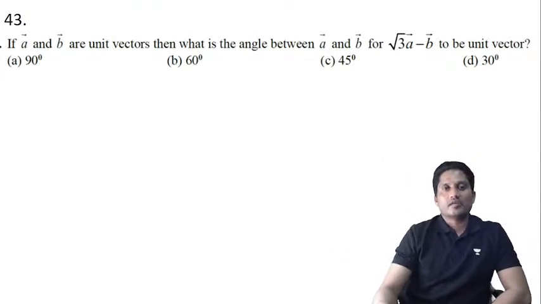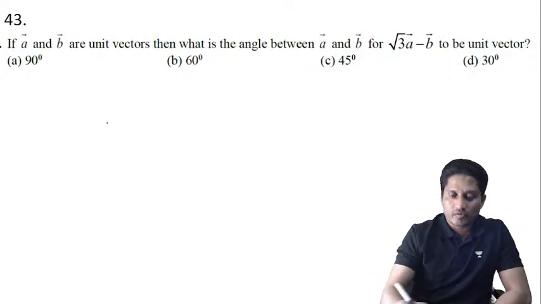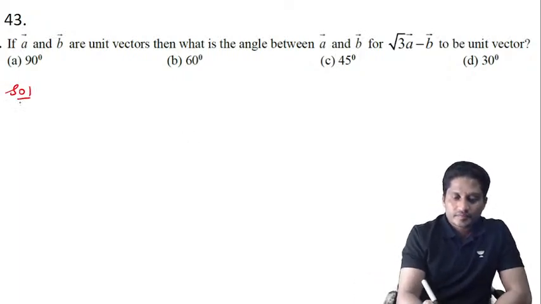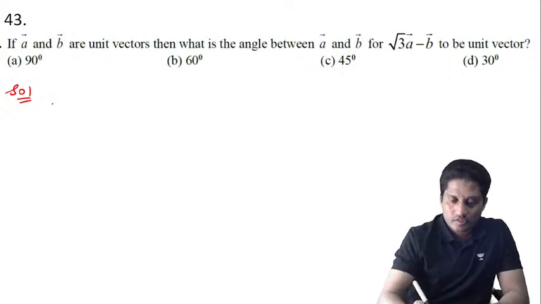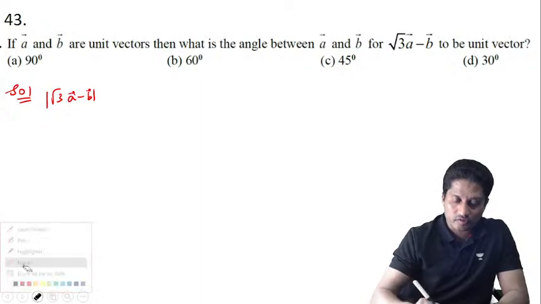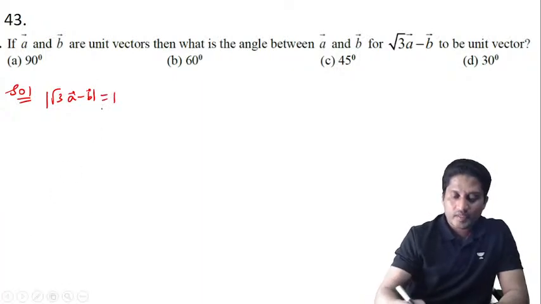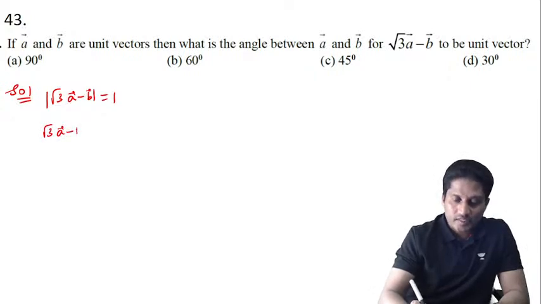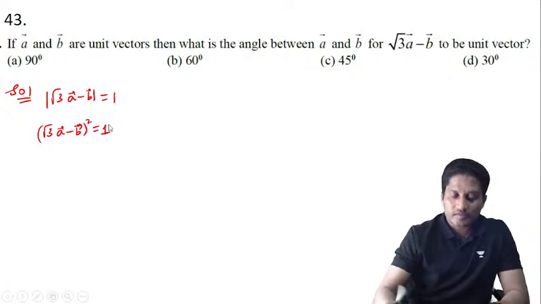Question number 43. ABC are unit vectors. Then what will be the angle between A and B for which root 3A minus B to be a unit vector? So this is root 3A minus B the whole square. Modulus of root 3A minus B is unit vector. So root 3A minus B is equal to 1. If you square on both sides, you get root 3A minus B the whole square, okay, is also equal to 1.